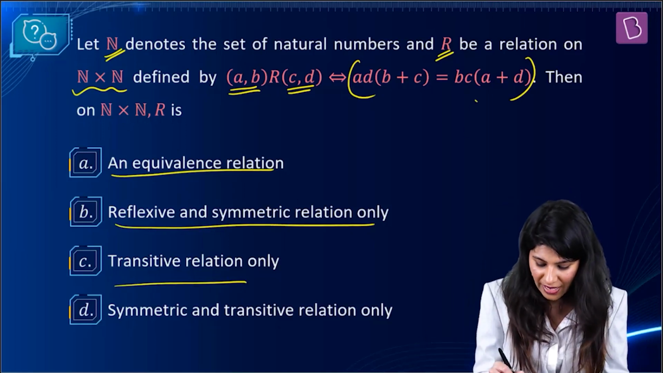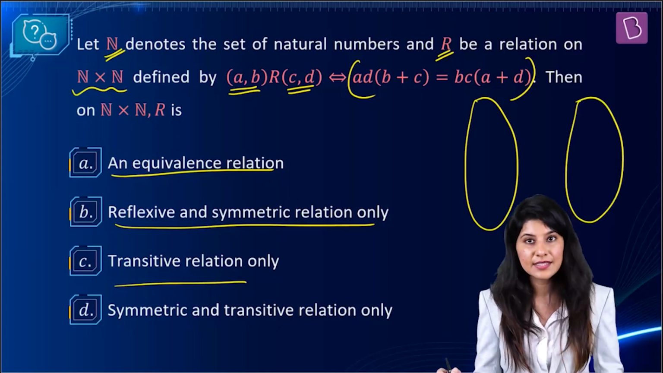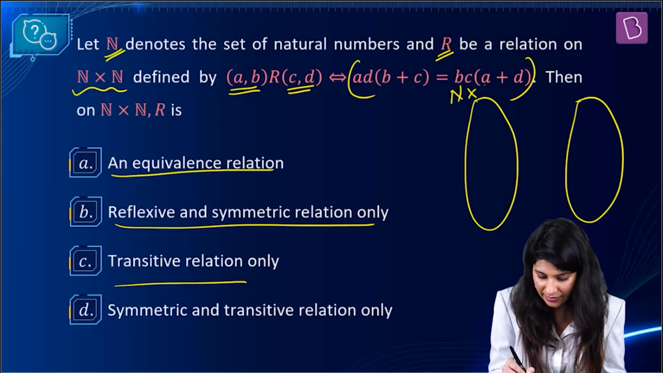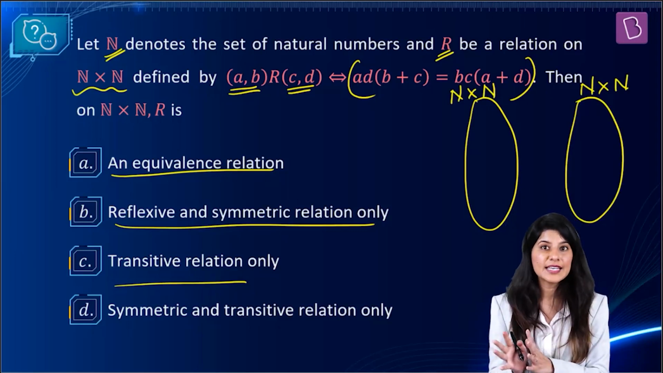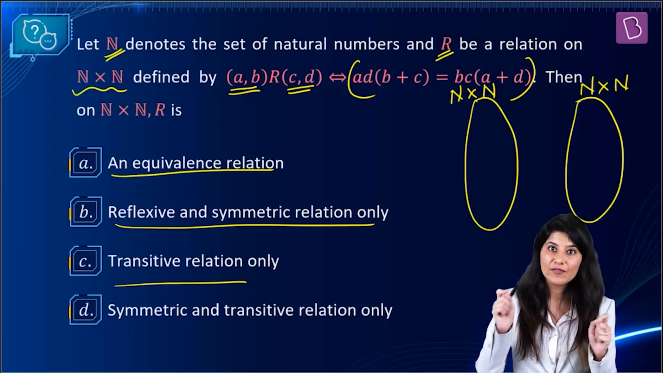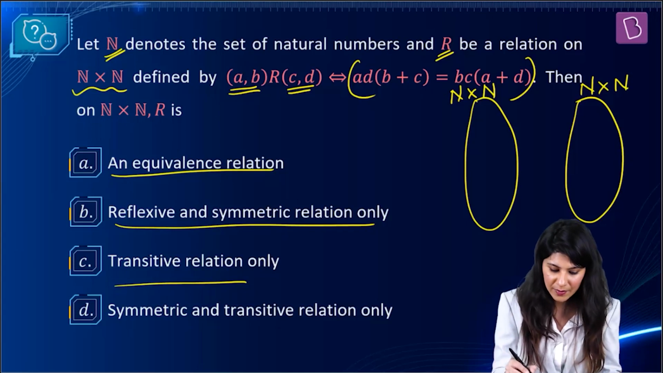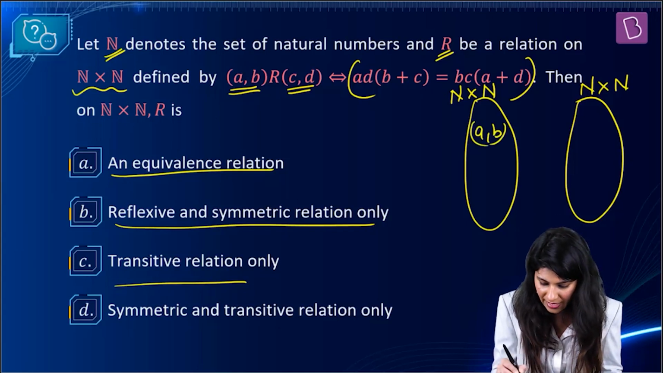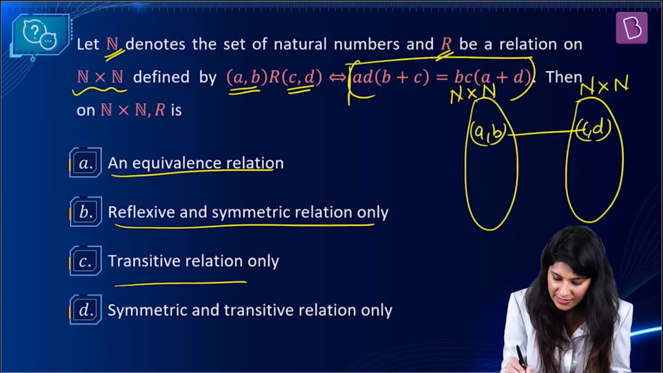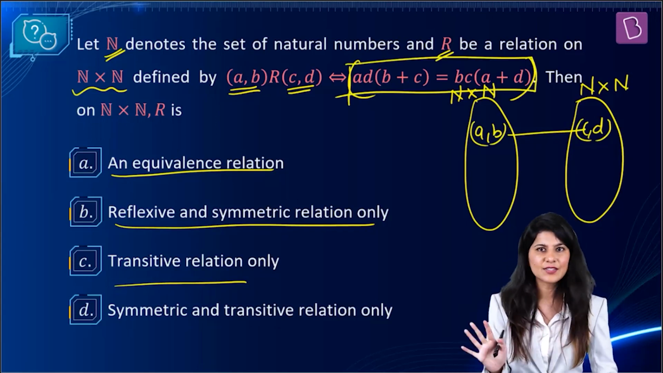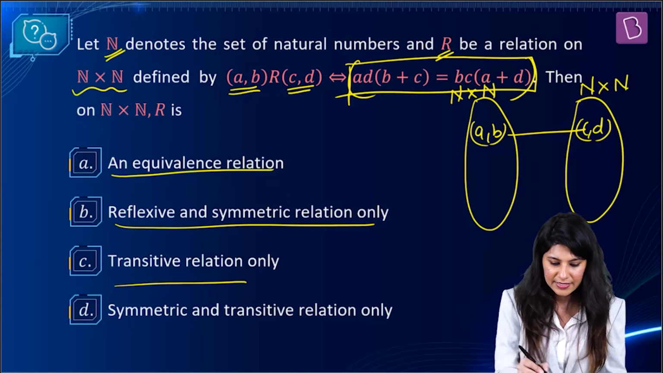So actually what is happening over here is this is N cross N, this is also N cross N. So both sets have ordered pairs. Here one ordered pair is related to another ordered pair. In here (a, b) and (c, d) are related. If they are related, that means this equation is getting satisfied. That's all. Okay, let's talk about this equation.